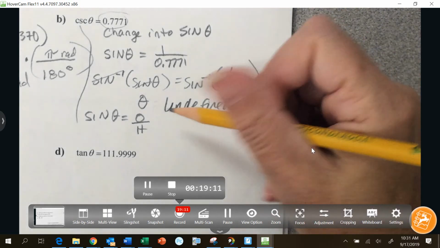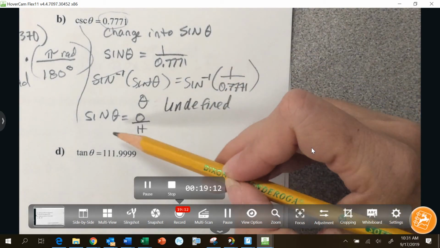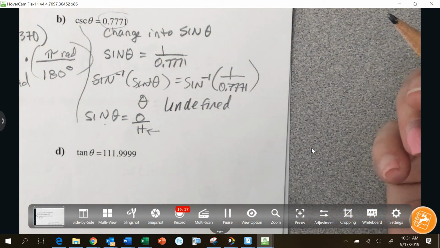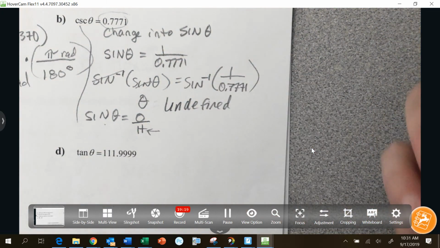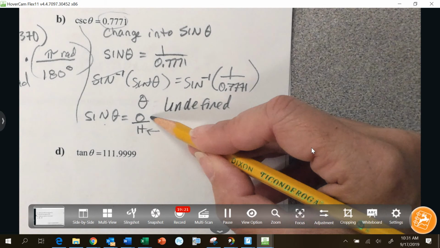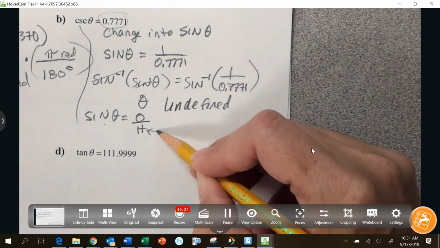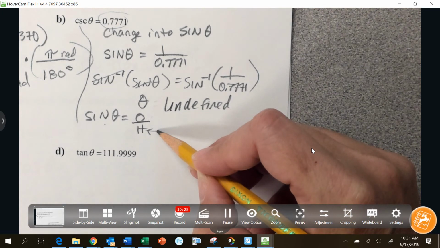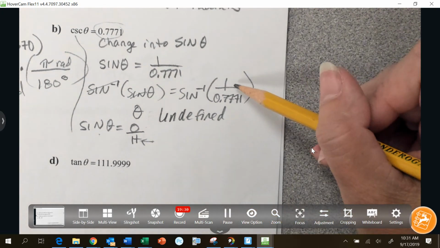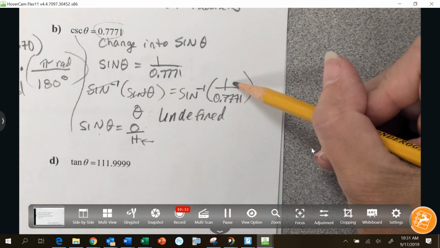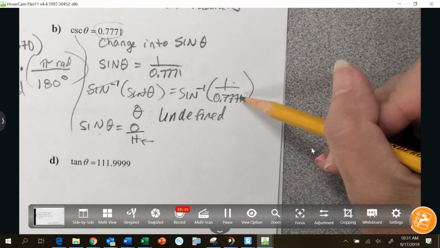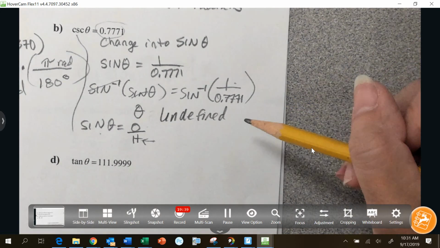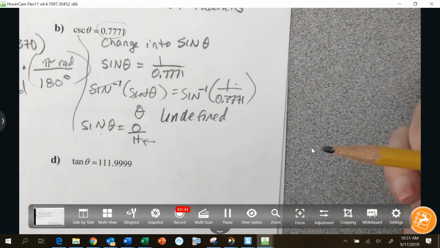Sorry. So we know that the sine is always the, what do you know always about the hypotenuse of any triangle? It's the longest side. So if I have a smaller side on top over the biggest side, it will always be less than or equal to 1, but it can never be bigger than 1. Here I have my opposite being 1 and my hypotenuse being smaller than that. So that's why it's not working on our calculator. So we would write undefined if it doesn't work.